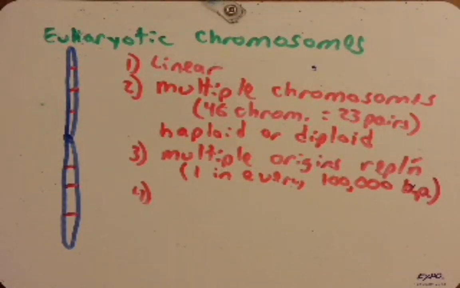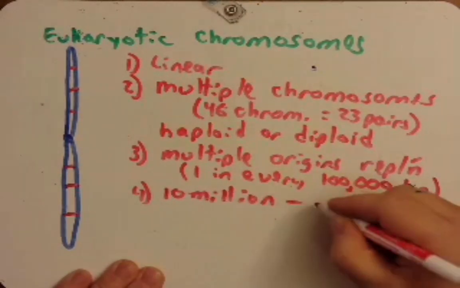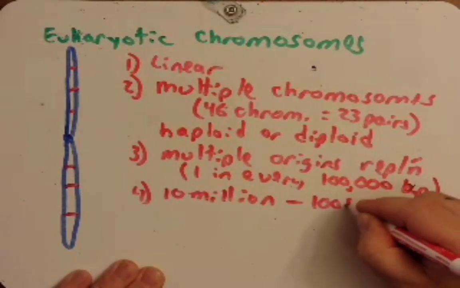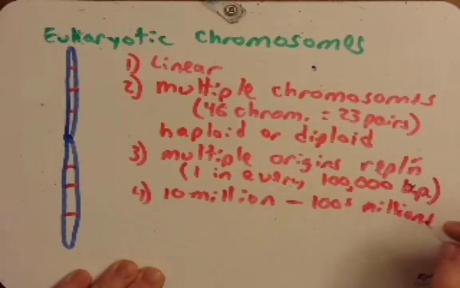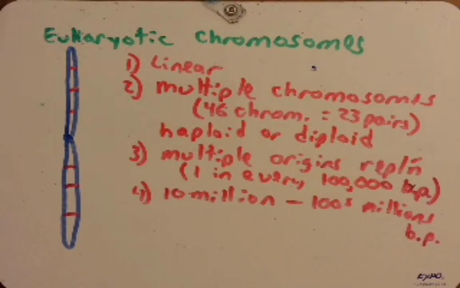It's important that we have multiple origins of replication in eukaryotic chromosomes because a eukaryotic chromosome will have anywhere from 10 million to hundreds of million base pairs. It is necessary to have multiple origins of replication to copy this efficiently so that we can accomplish this within a matter of a day or so, as opposed to it taking months or years to copy the eukaryotic chromosomes, because they are so much more massive than a bacterial chromosome.